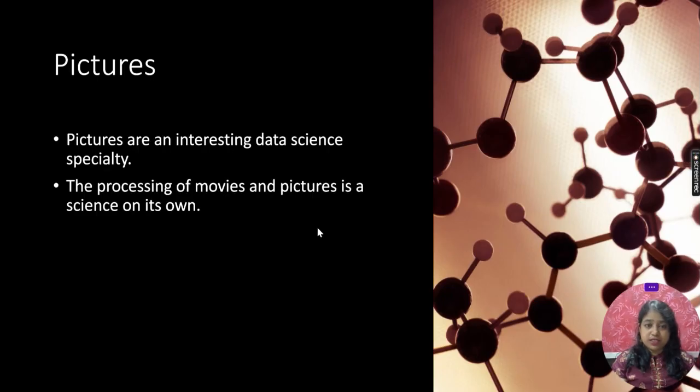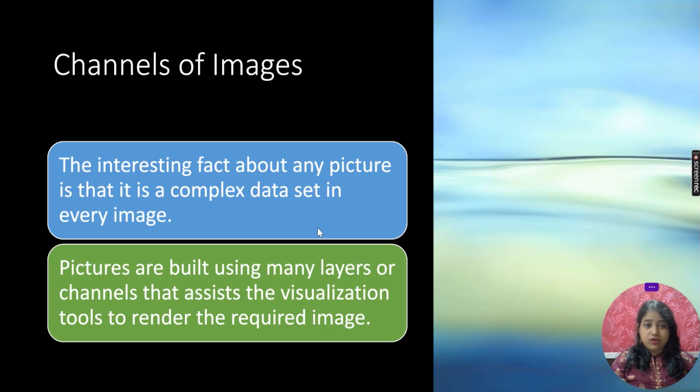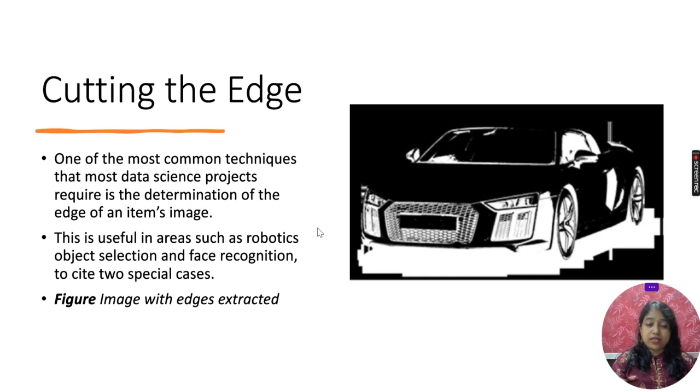Then we have picture. Picture is an interesting data science specialty. So the processing of movies and pictures is a science on its own. An interesting fact about any picture is that it is a complex data set in every image. Pictures are built using many layers or channels that assist the visualization tool to render the required image. Cutting the edge: the most common technique that most data science projects require is the determination of the edge of an item in an image.